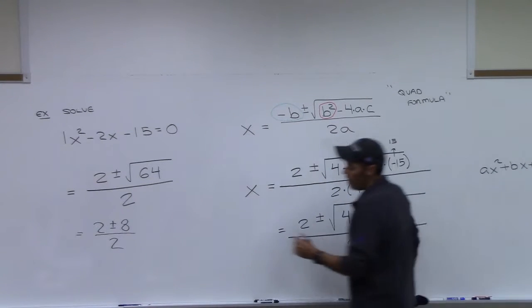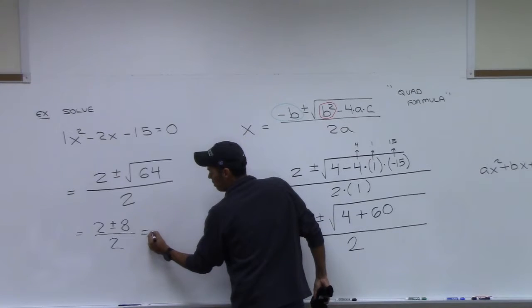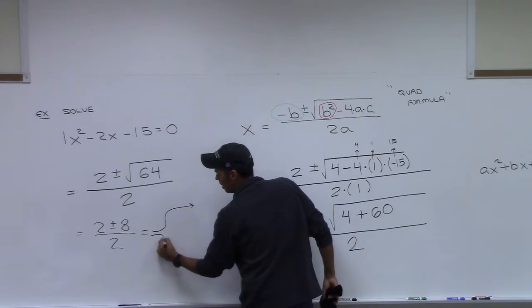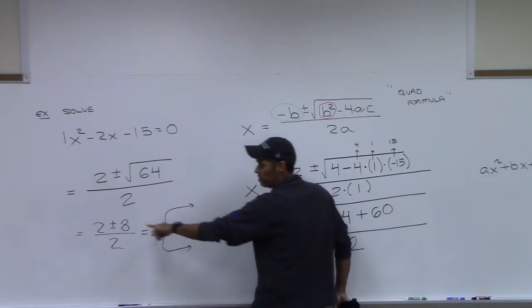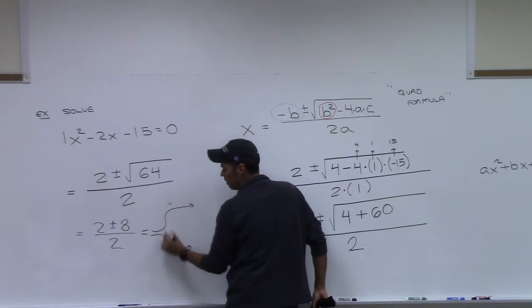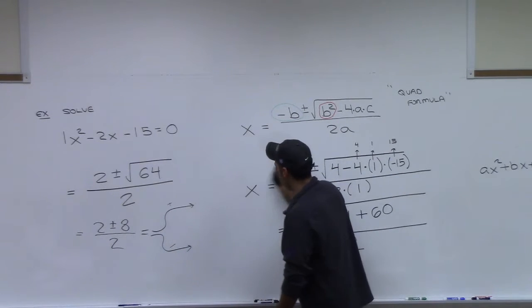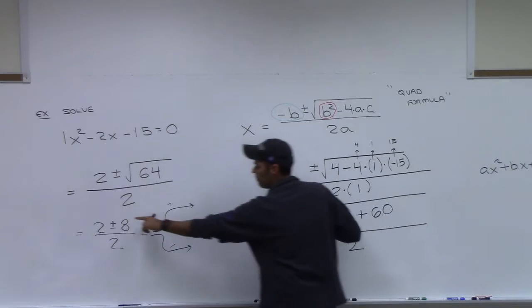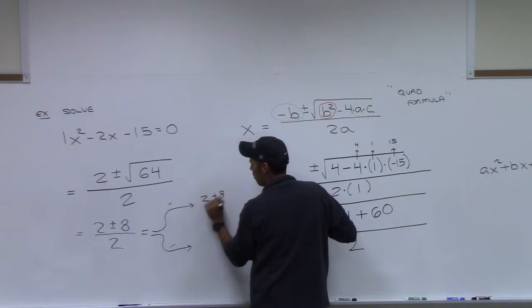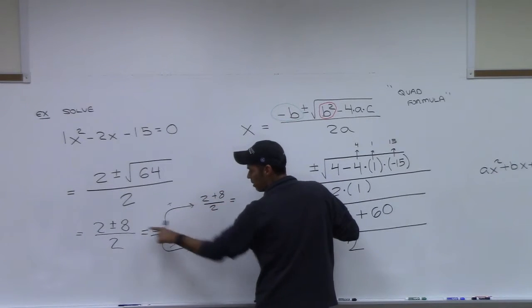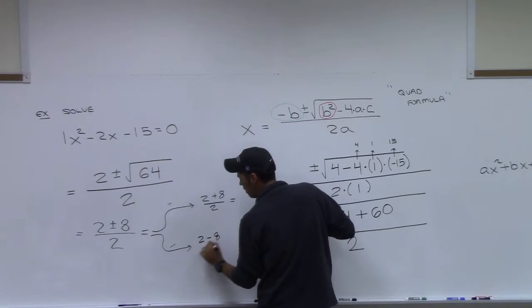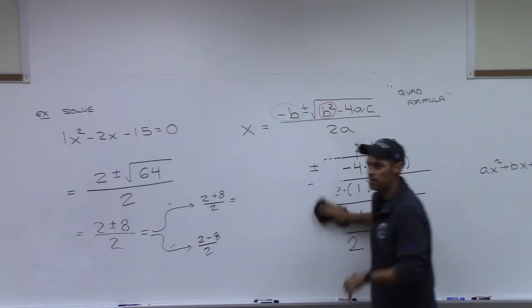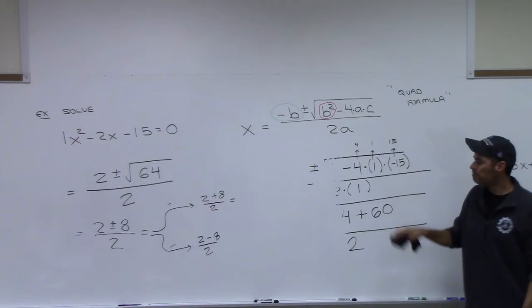Now at this step, what I like to do is I like to take this and look at both of the two scenarios, the plus and the minus. So here I'm going to be looking at the plus and here the minus. So if I look at the plus, this is 2 plus 8 over 2. And if I look at the minus, I get 2 minus 8 over 2. Understand? I'm just kind of like splitting it up now.